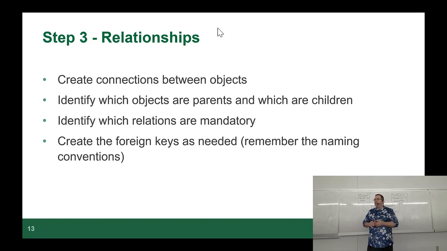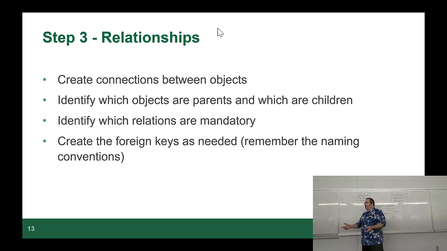Then you create the relationships. So then you go, hey, I know for a fact we have courses and students, subjects and students, and we try to figure out how they're related. Can a student take multiple courses? Yes. Can a course be taken by multiple students? Yes. What happens if there's more students than there's room available in the course?